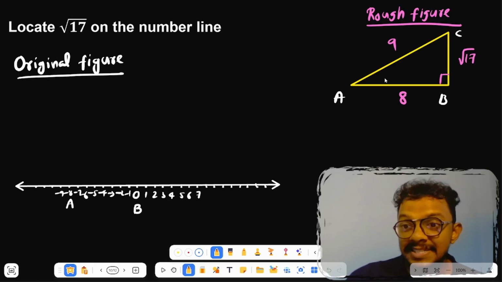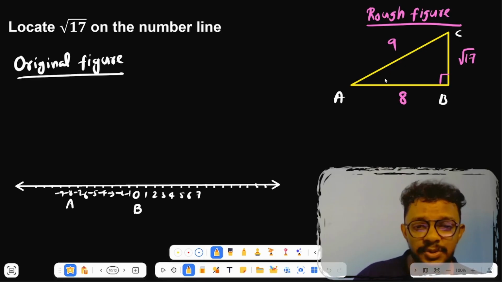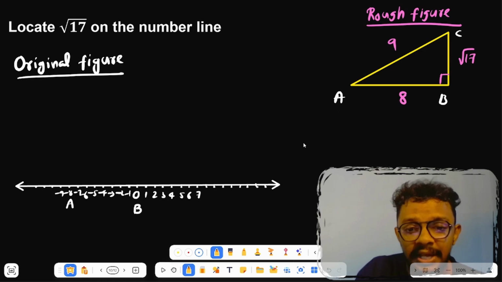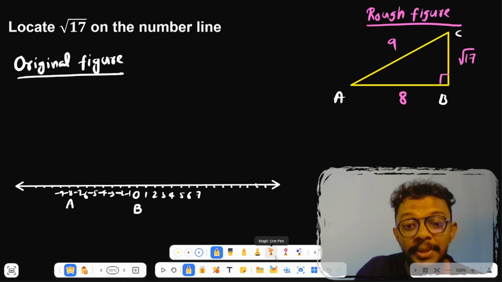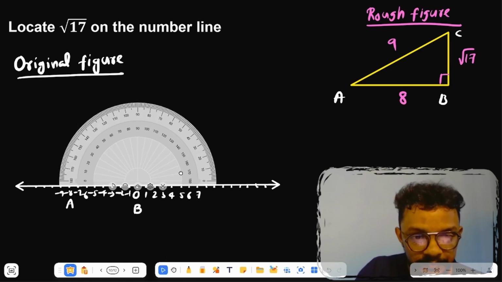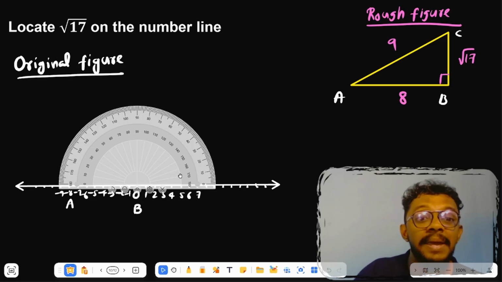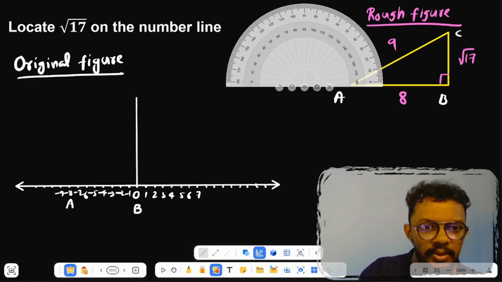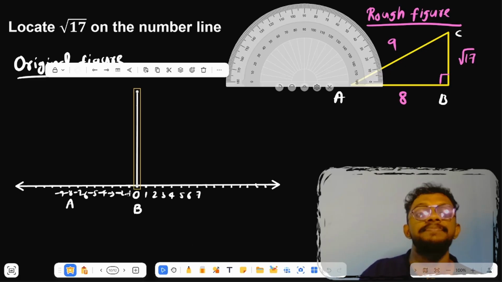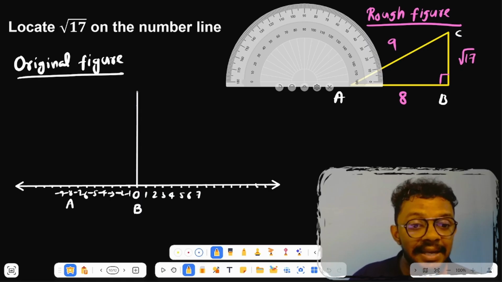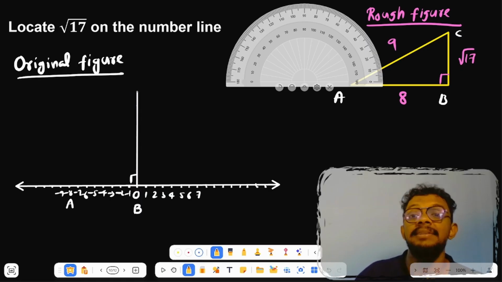Now at B, I need a 90 degree angle. So how can I draw 90 degrees? The strategy is using a protractor. Take out your protractor from your geometry box. Mine is here. So draw 90 degrees at 0, or at B. Done. Now what did I get? I got a 90 degree line from B.